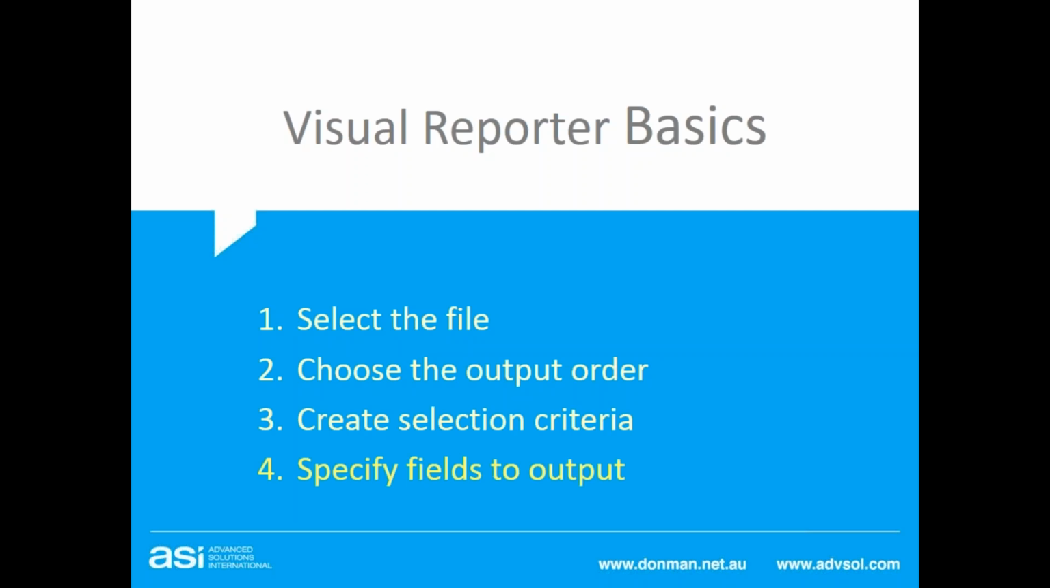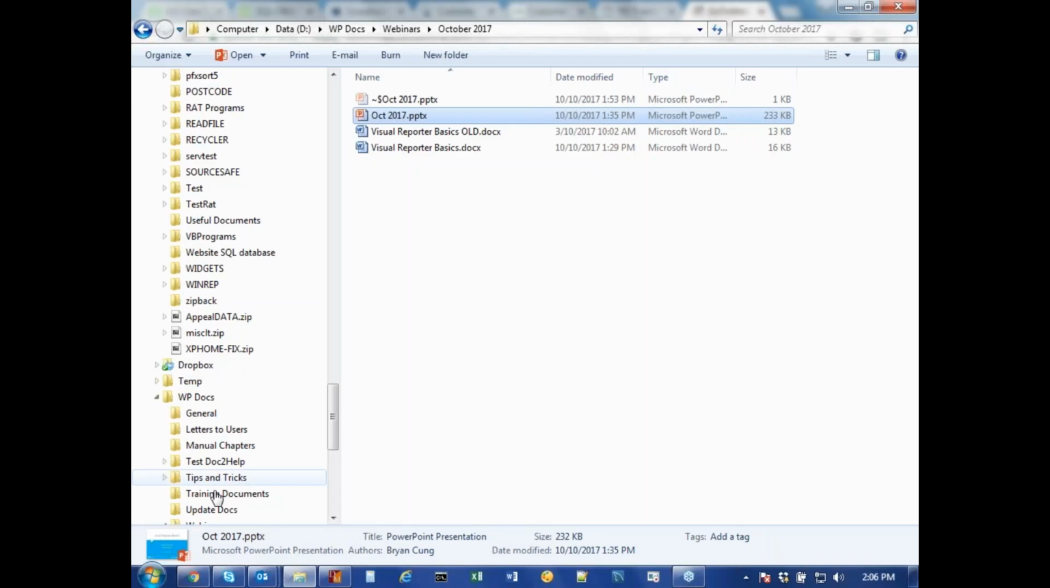And finally, the last thing is, once you've selected the records that you want, for each of those records, which particular bits of information or fields do you actually want to include in your output? Now, of course, with some files like the donor file, you've probably got 200 or 300 fields, and you don't want to be outputting that, especially if you're trying to print it. So what we're going to do now is get into Visual Reporter and have a look at how to do that.